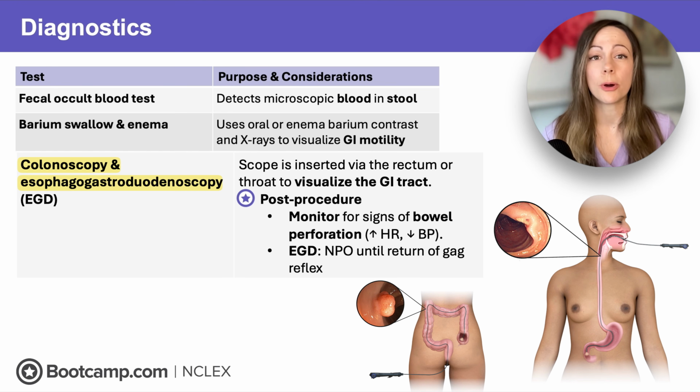Well, that scope was poking around that GI tract, and that could lead to a bowel perforation. So we need to monitor for signs of that, like increased heart rate and decreased blood pressure. Also, with EGD, an anesthetic spray was sprayed at the back of the throat when that scope was inserted, and they no longer have a gag reflex. So they should remain NPO until that gag reflex returns.